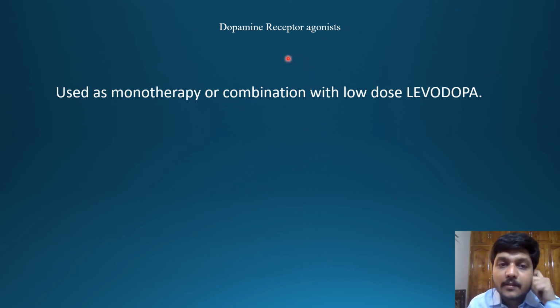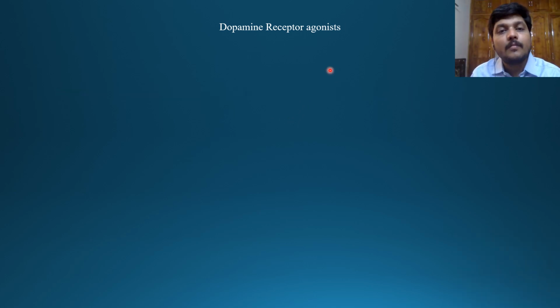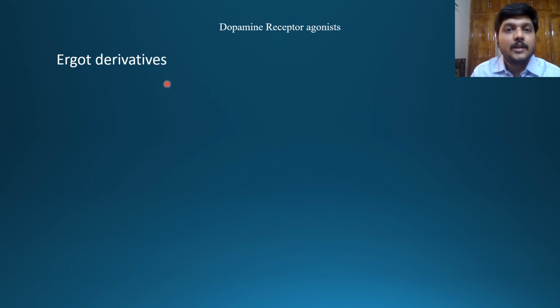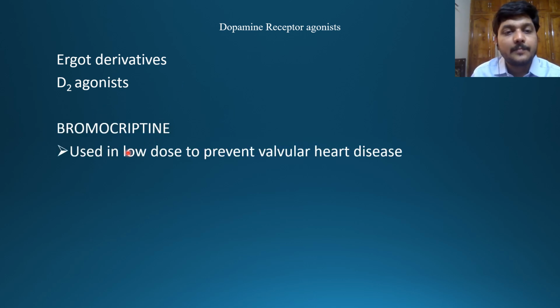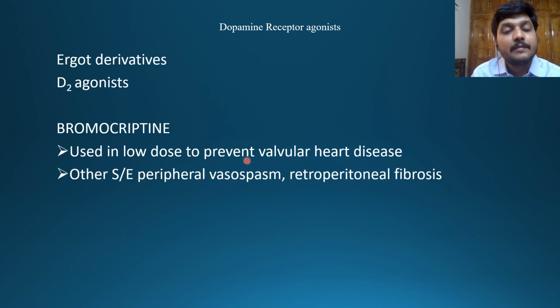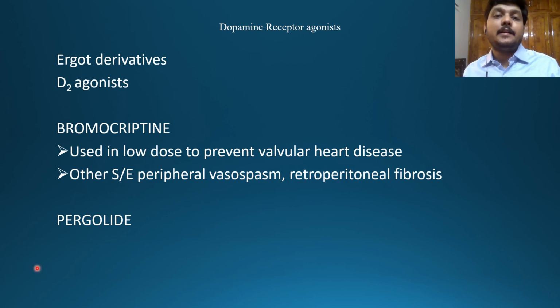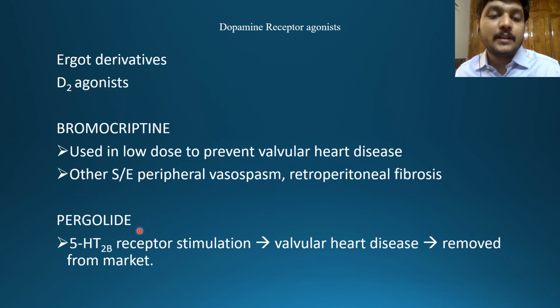Dopamine receptor agonists can be used as monotherapy or in combination with low dose levodopa. These dopamine receptor agonists are of two types, ergo derivatives and non-ergo derivatives. Coming to the ergo derivatives, D2 agonists are bromocriptine. They are used in low doses to prevent valvular heart disease. Other side effects are peripheral vasospasm and retroperitoneal fibrosis. Pergolide is another drug which is banned nowadays by the US FDA because it causes valvular heart disease due to stimulation of these 5-HT2B receptors.